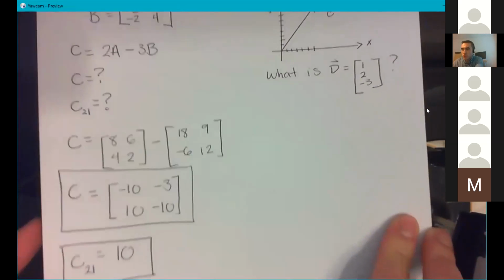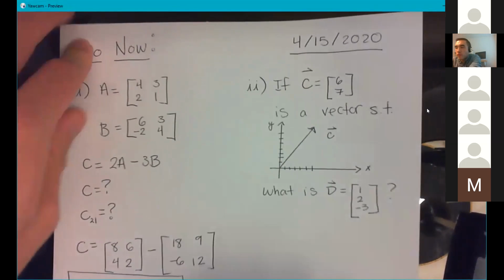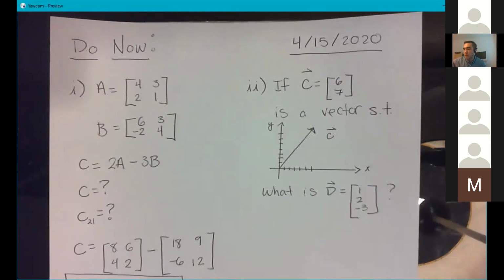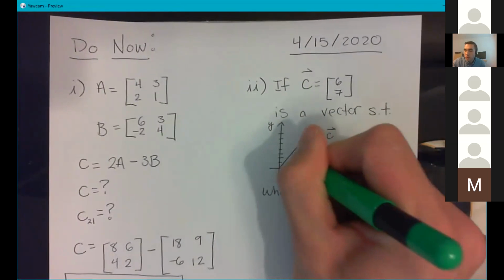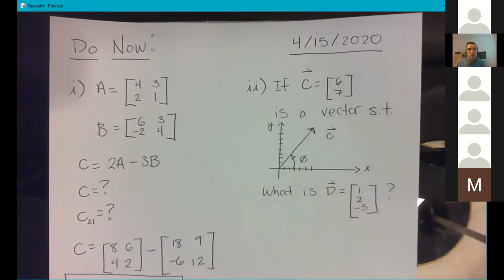And then item number 2, just an open-ended concept question. Like I said, the goal of having students who can do math is the fact that they can use those skills to figure out stuff for themselves. So if C is a vector with the entries 6, 7, right? This would be enough information to get its magnitude. We could use the Pythagorean theorem to do that. We could also get its orientation by using inverse tangent. If you really needed, you could figure out this theta.